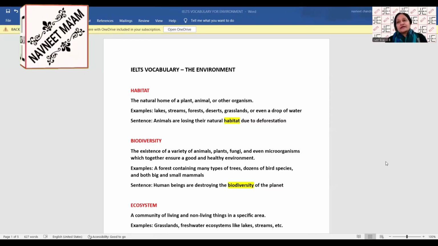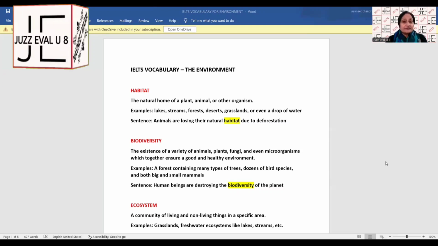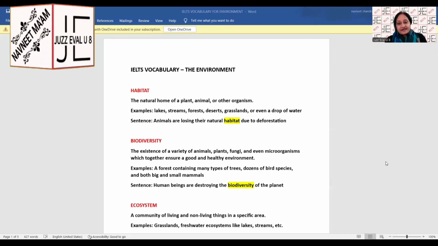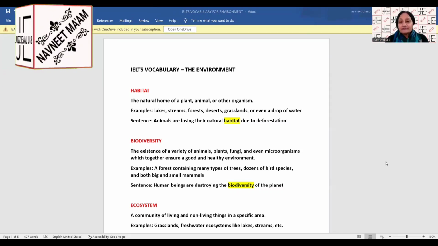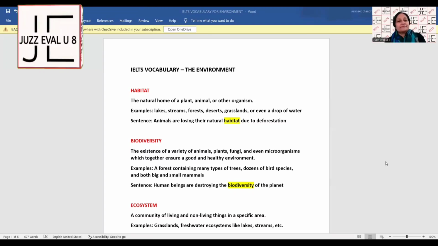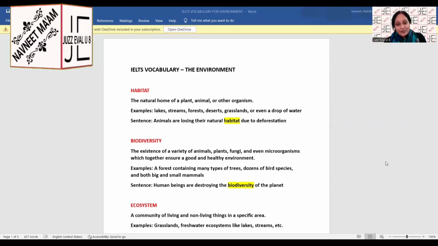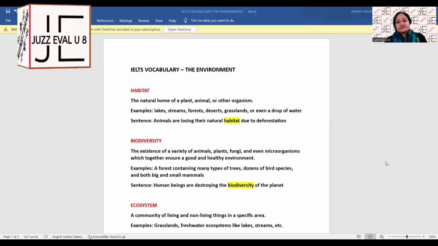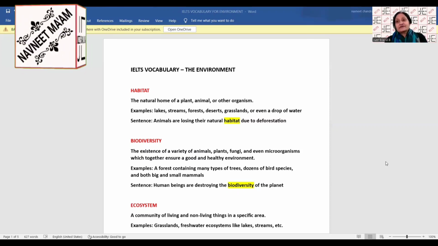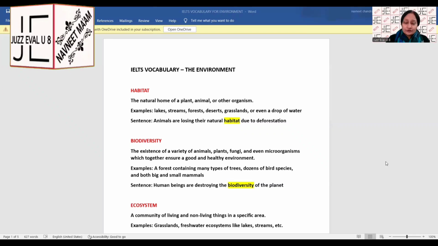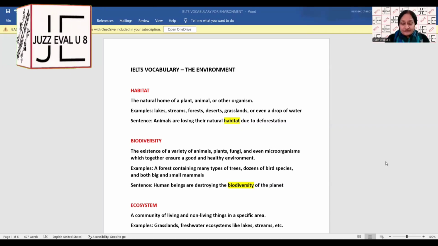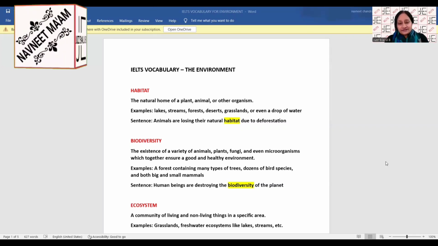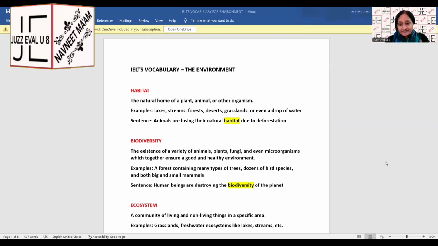Examples, so there is a forest in which there are different types of trees, then different types of birds, different types of animals. Sentence: human beings are destroying the biodiversity of the planet. That is, they are creating so much pollution that many of the species are becoming extinct.